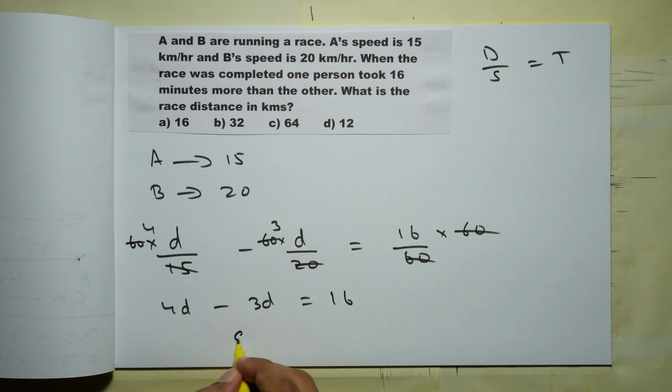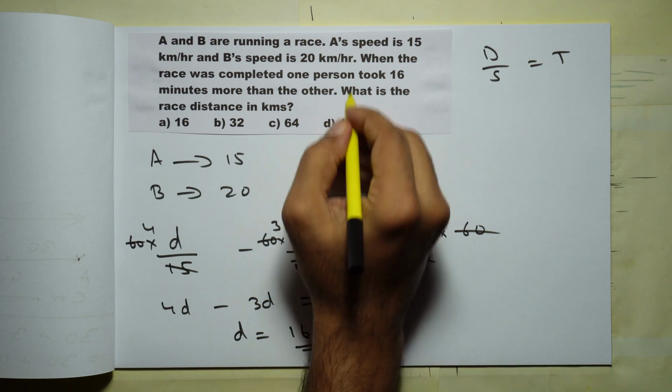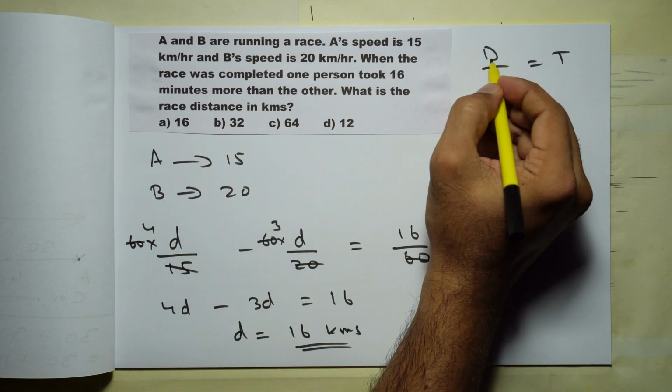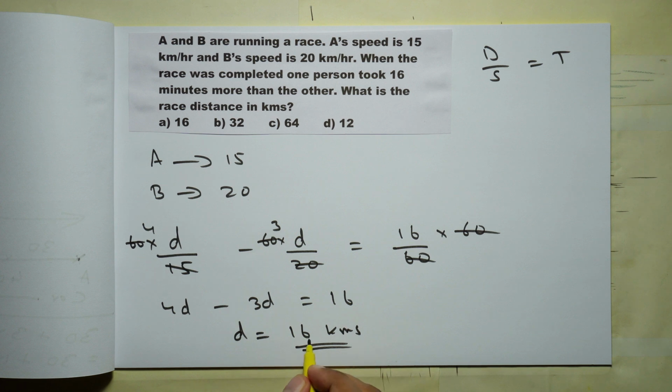So 4d minus 3d, that is d is 16 kilometers. So what is the race distance? Race distance is d, that is 16 kilometers, option A.